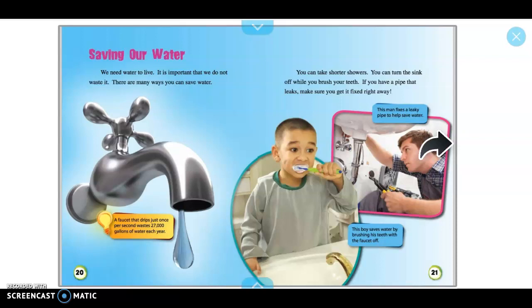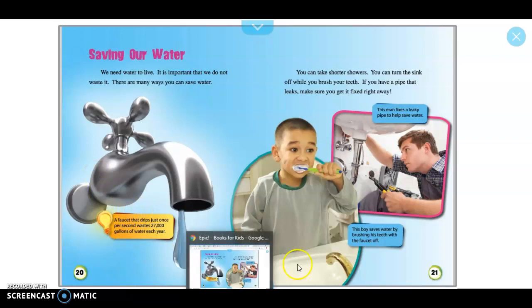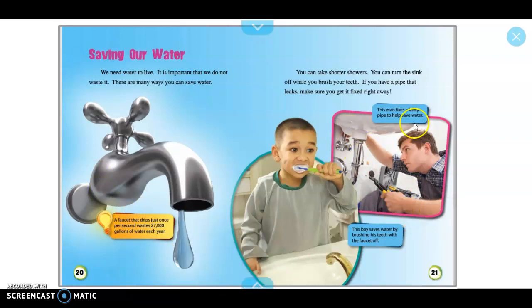So if we go to the light bulb over here, it says a faucet that drips just once per second wastes 27,000 gallons of water each year. That's a lot of water. This boy saves water by brushing his teeth with the faucet off. I know a lot of you, I myself keep the water running when I brush my teeth. And I guess I'm wasting a lot of water. So there's one thing that I can change, which is to turn it off when I'm brushing my teeth.